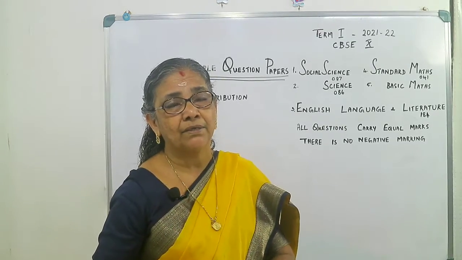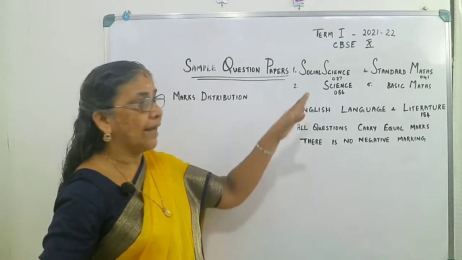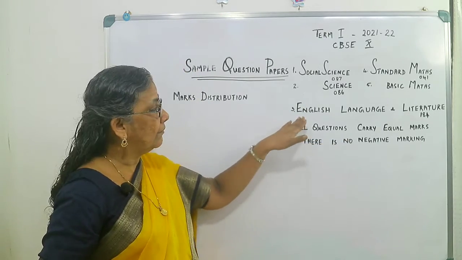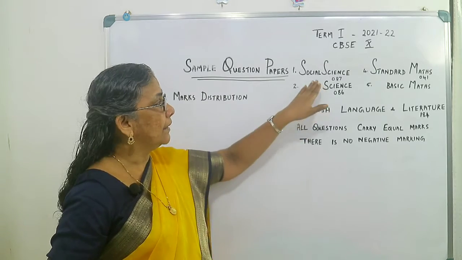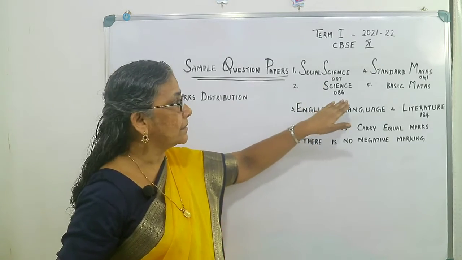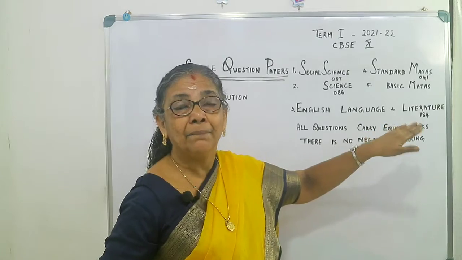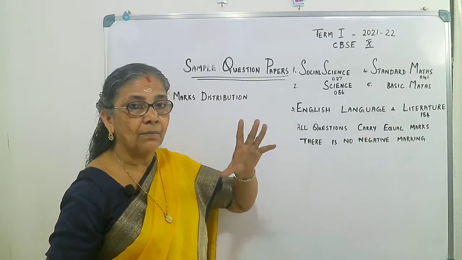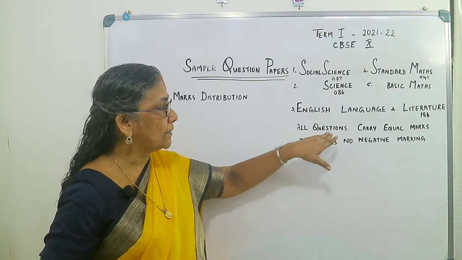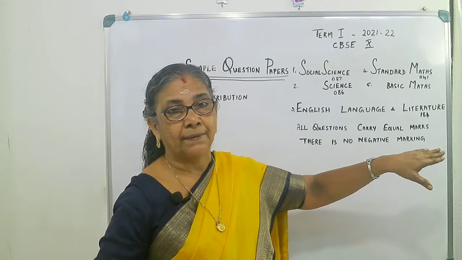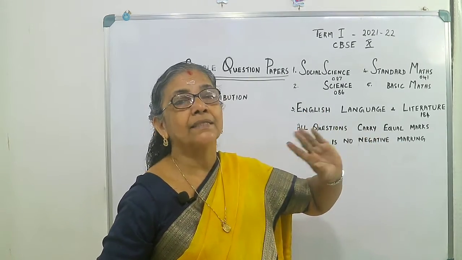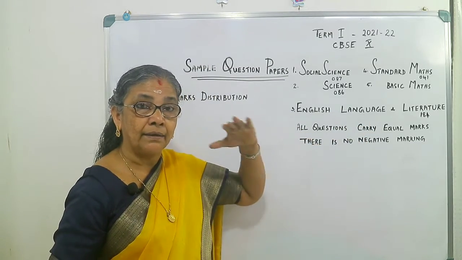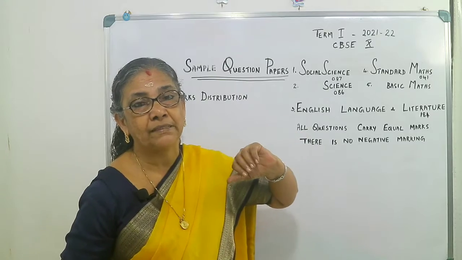Regarding the sample question paper, here I have taken 5 papers: English, social science, science, standard maths and basic maths. Here I have found some common things in the 5 papers. All questions carry equal marks. In some language papers it is not so. I thought this may be easier to understand how the question papers will be.